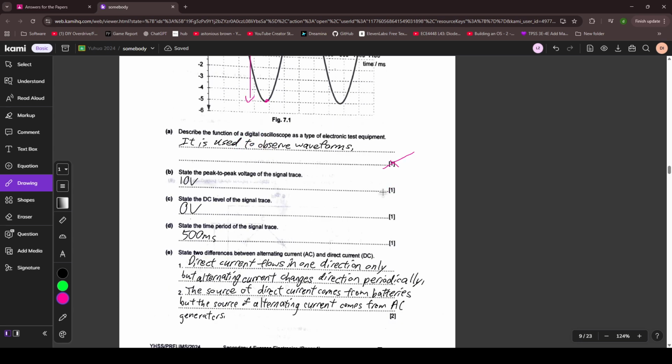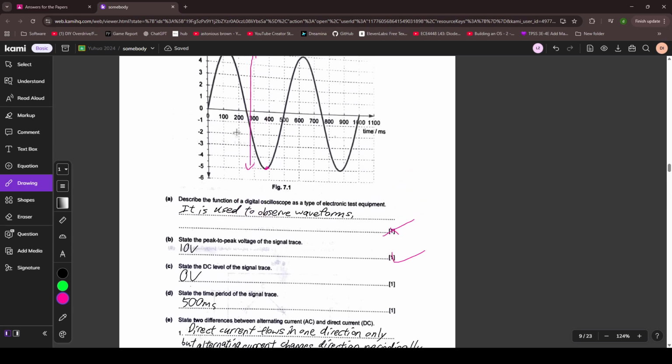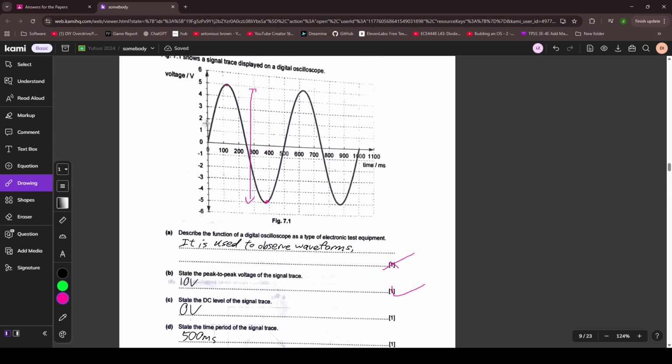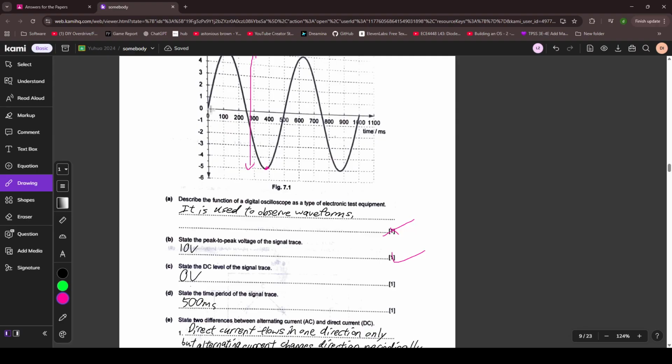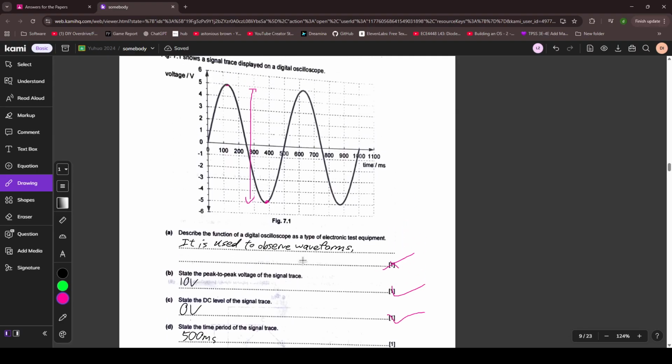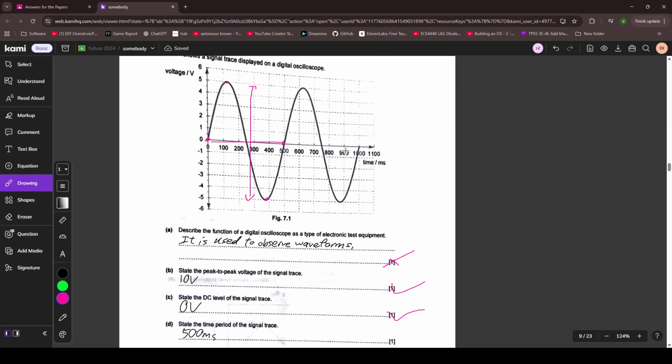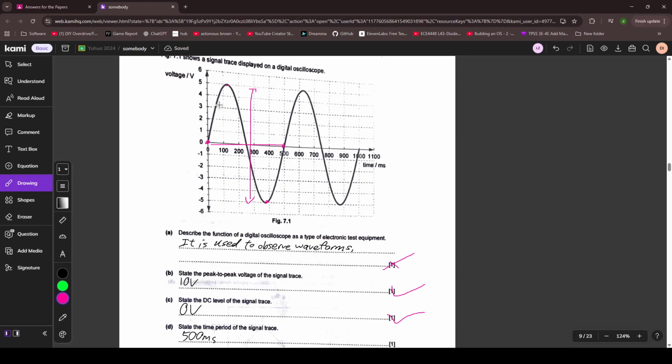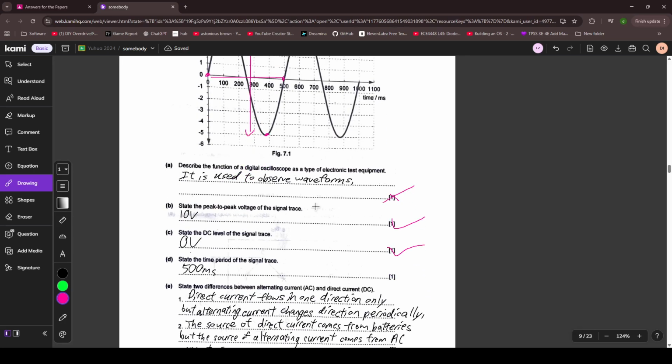And then that'll be 10 volts. So this is the DC level, the level at which the signal oscillates around, so it's 0 volts. Time period is 500 milliseconds. From here to here is one pattern, and it repeats itself again. That's why this is one period, and it takes 500 milliseconds.